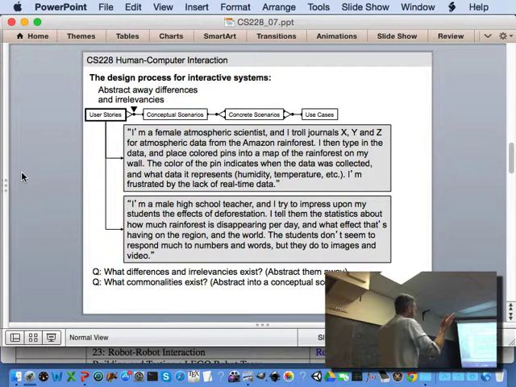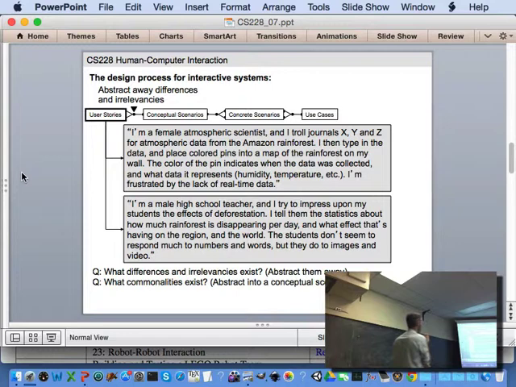We collect 2 user stories. I'm a female atmospheric scientist, and I troll 3 scientific journals for atmospheric data from the Amazon rainforest. I type in the data that I find in the tables of the paper and place colored pins into a map of the rainforest on the wall of my office. The color of the pin indicates when the data was collected and what data it represents. I'm frustrated by the lack of real-time data, right? You feel bad for this scientist. Everything's being done manually. Hopefully we can find a way to automate aspects of this process.